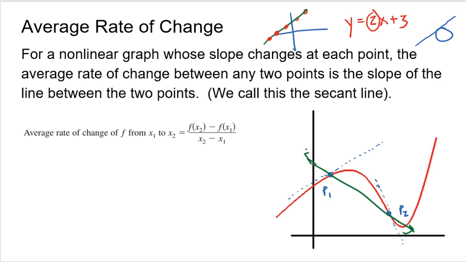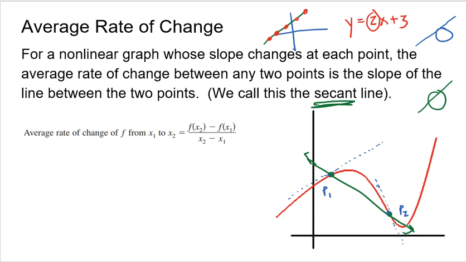The average rate of change between the 2 points, P1 and P2, is simply the slope of that line. Now, we call this type of line a secant line. Go back to the unit on circles back in geometry. A secant crosses a circle twice. So notice I crossed the graph here and here. I have the 2 points.